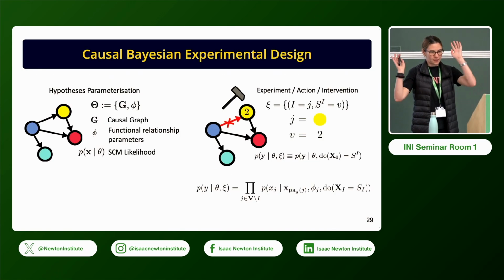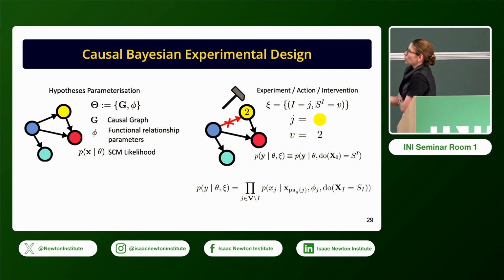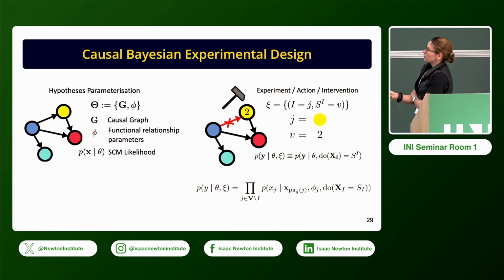And this is the overall setup, right? So our hypothesis space will be parameterized by parameters of these functional causal mechanisms, right? And the actual causal graph. So we're denoting this by theta, and you can think of theta as the same theta that we had before, right? But now it actually contains parameters and graphs.